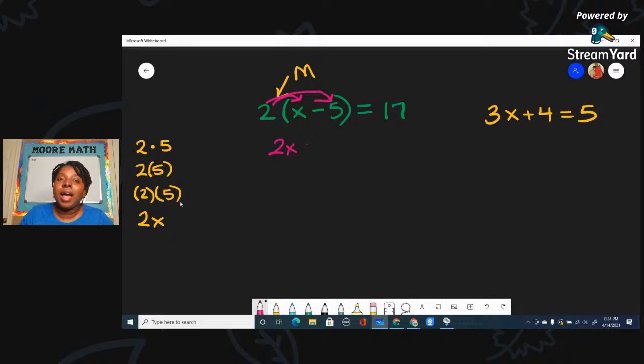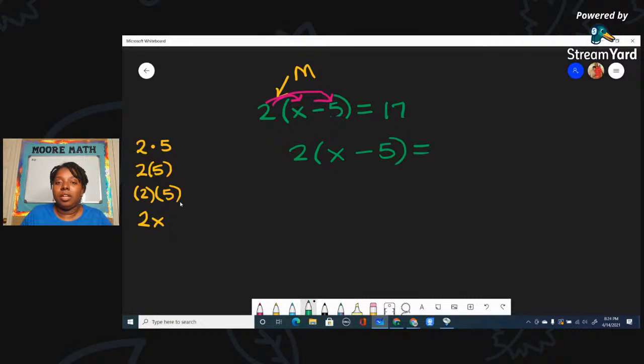2 times 5 is 10. Bring down that minus sign. And guess what? It looks just like this. It's a two-step equation. Okay, so just because we changed it a little bit, you had to multiply first, it's still the same thing. Okay, I'm going to show you another way to solve this by using our do and undo chart.